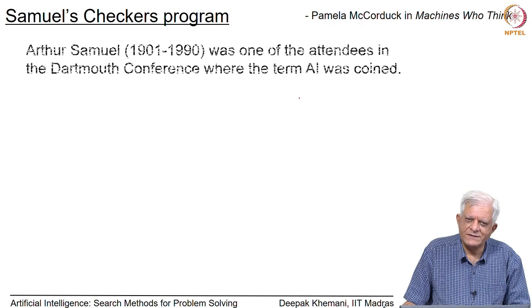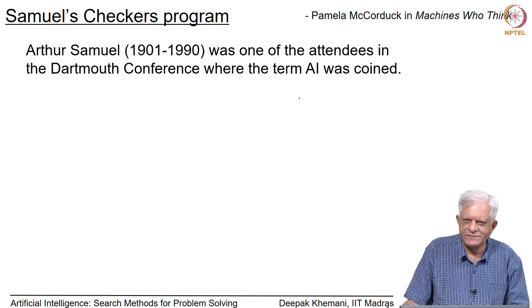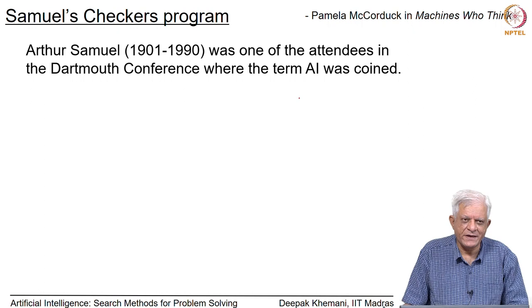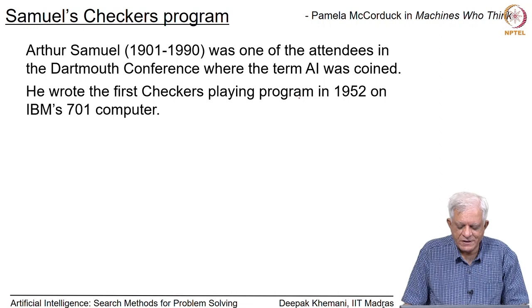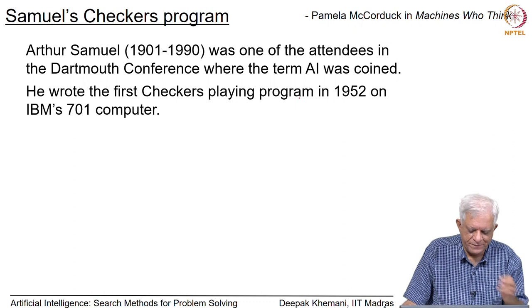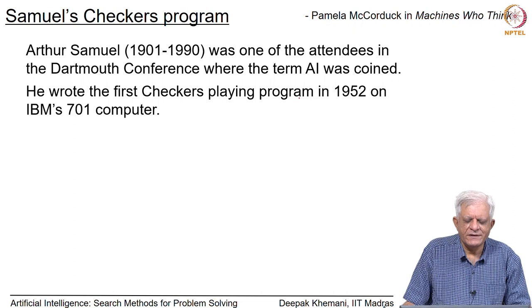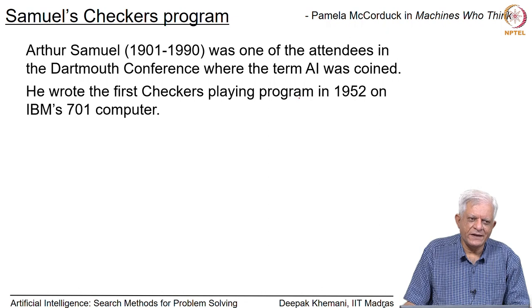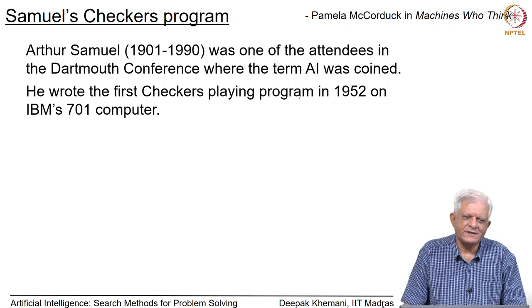A small deviation from chess here: a simpler game, checkers, was actually the first one in which we achieved success, and this was thanks to Arthur Samuel, who was one of the attendees at the Dartmouth conference where the term AI was coined. He wrote the first checkers playing program in 1952 on the IBM 701 computer. In fact, there is a curious story going around that because the game of checkers is played on 32 squares of the chessboard, always on one colored square, either black or white, IBM chose the word length of their first machines to be 32 bit, so that you could easily represent a checkerboard simply as a binary string. Anyway, that is a story which was going around.